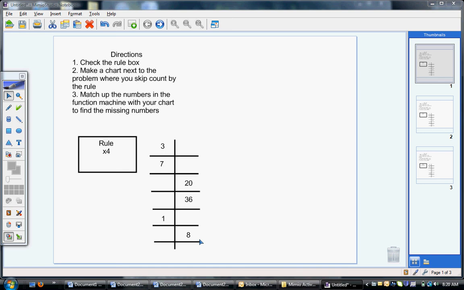Today we're going to learn how to use function machines with multiplication. The first direction is to check the rule box. The rule box is over here. Notice the rule for this problem is to multiply by 4.